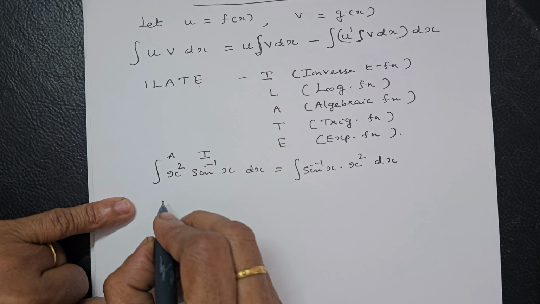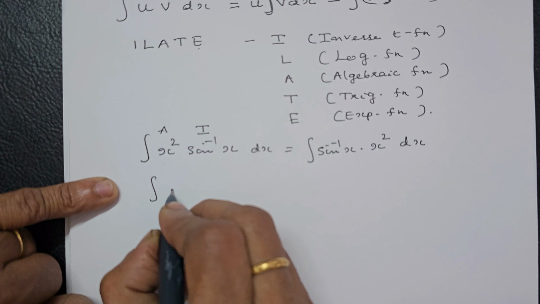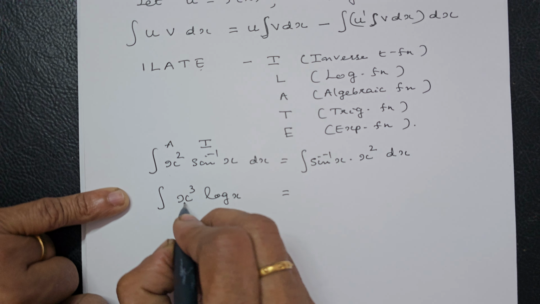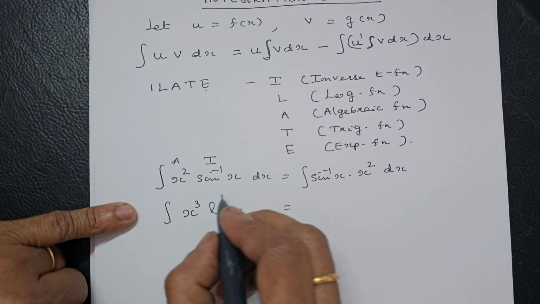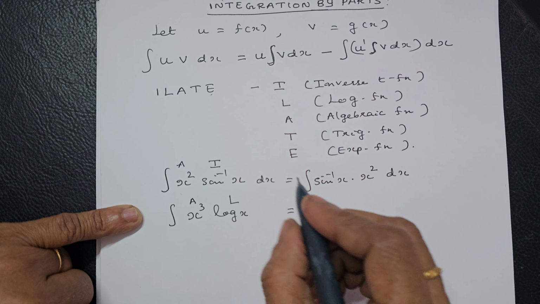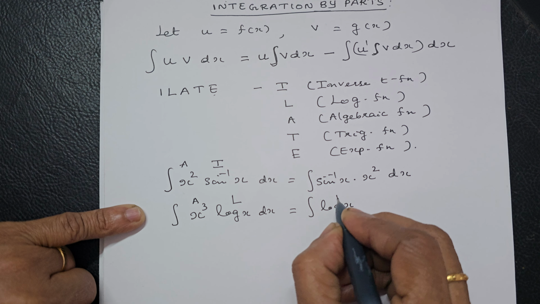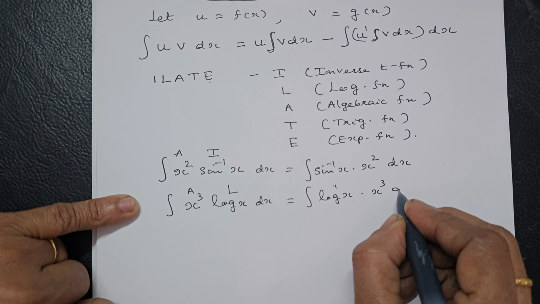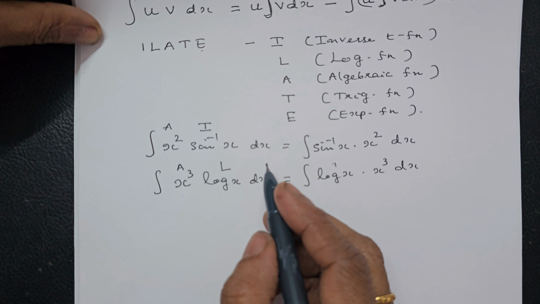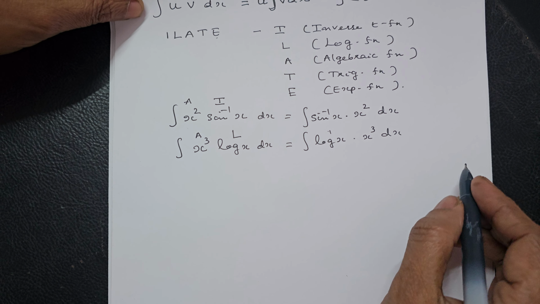Another question: integral of x cube log x. X cube is an algebraic function, A, and log x is L. L comes first, so we choose log x as the first function and x cube as the second function. So u is log x. This helps you to choose which is the first function.